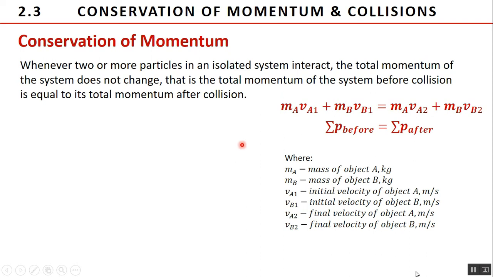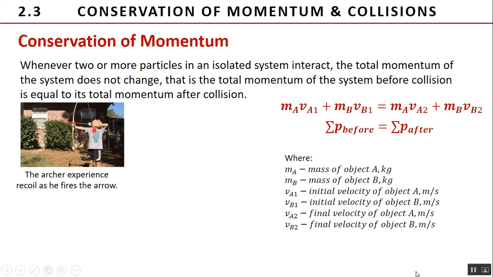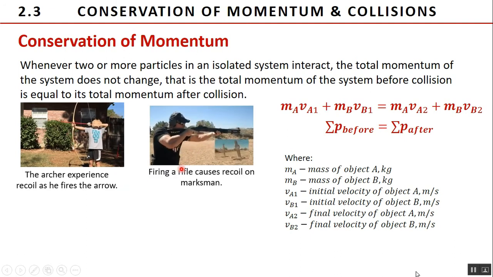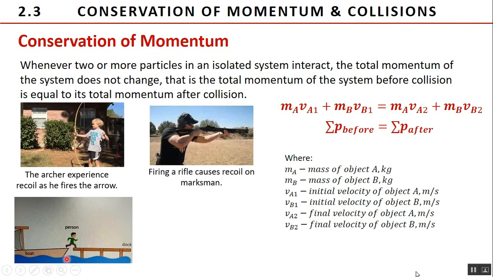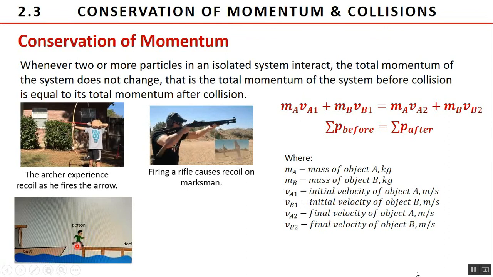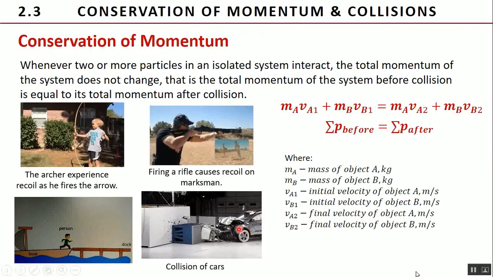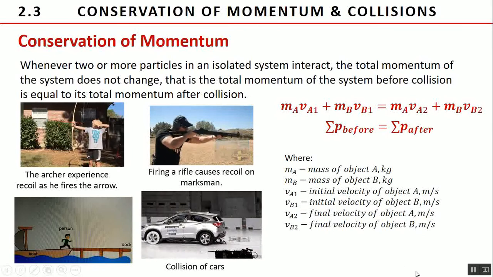Conservation of momentum applies when an archer fires an arrow using a bow. He may experience a recoil. Firing a rifle causes greater recoil on the marksman than the archer. Conservation of momentum is also the reason why the boat moves backward relative to the person as he steps off onto the dock. We can also see conservation of momentum in the collision of cars.